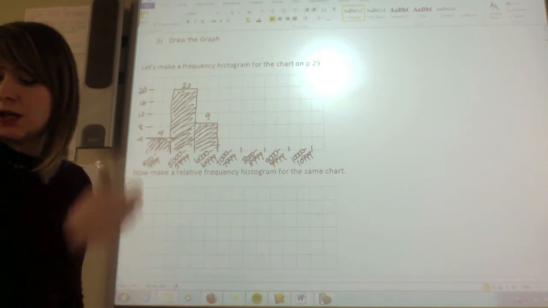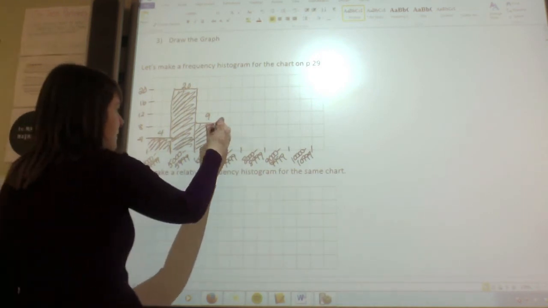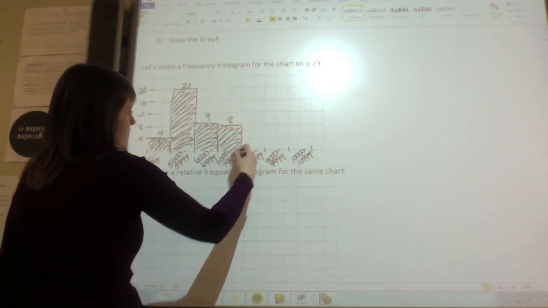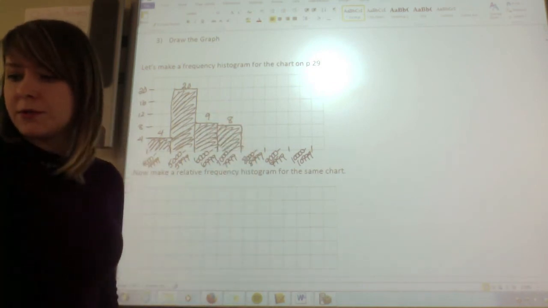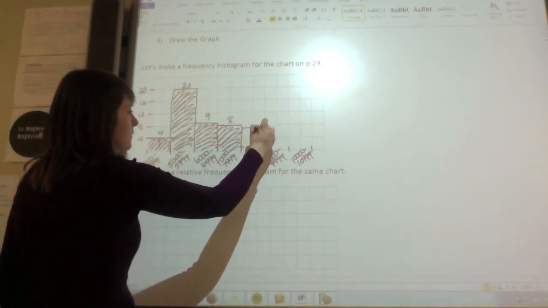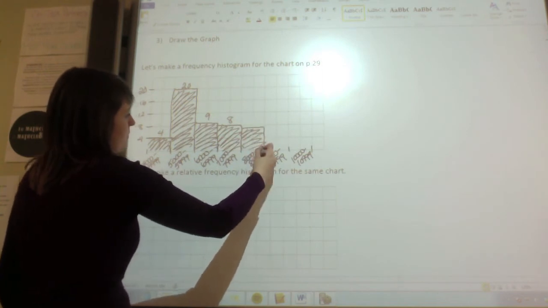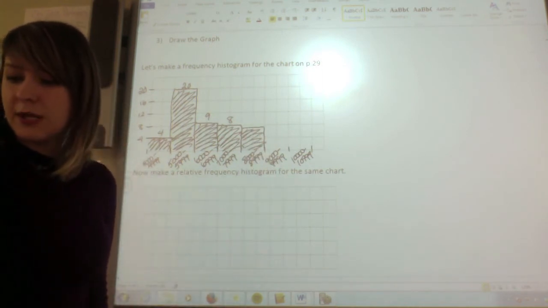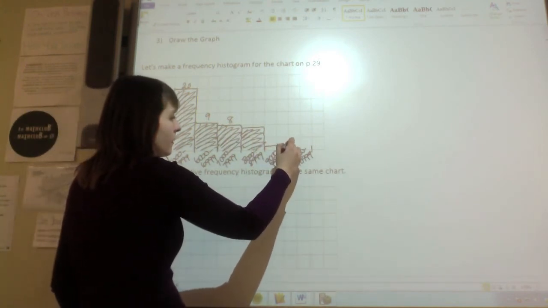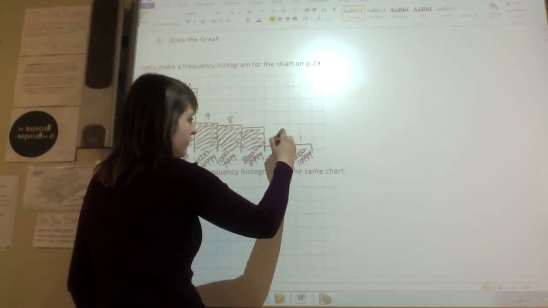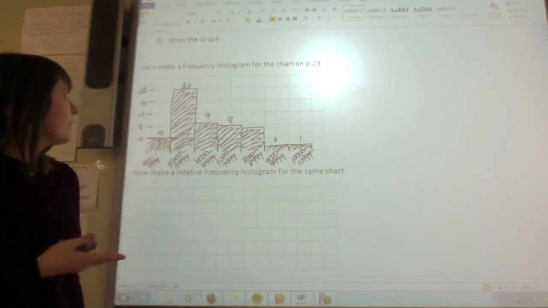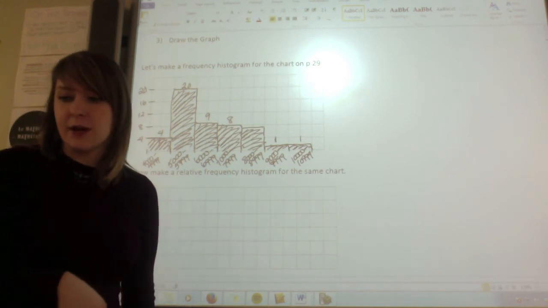Between 7,000 and 7,999, I get 8. Between 8,000 and 8,999, I get 7. Between 9,000 and 9,999, I have 1. And then I have 1 for my last category as well. So now I've created a frequency histogram.